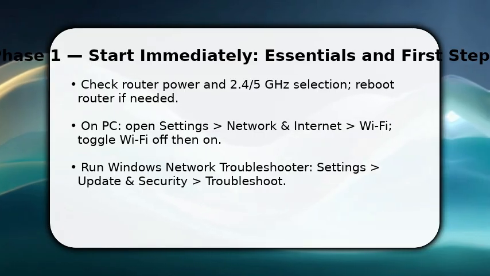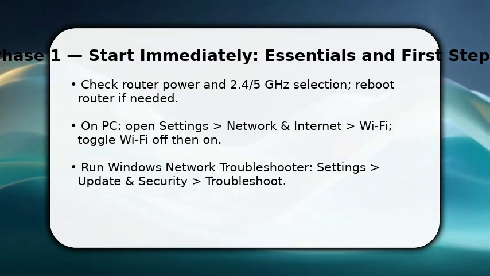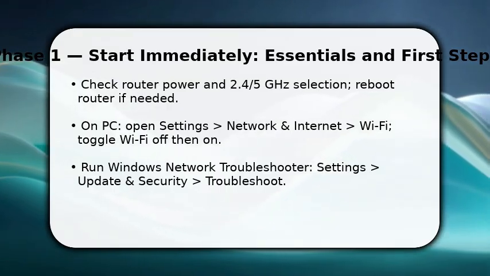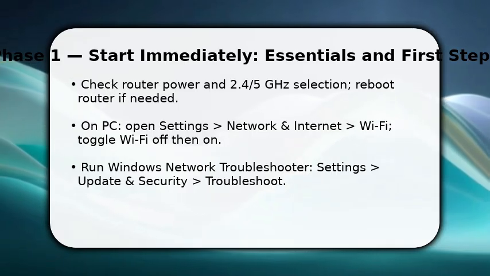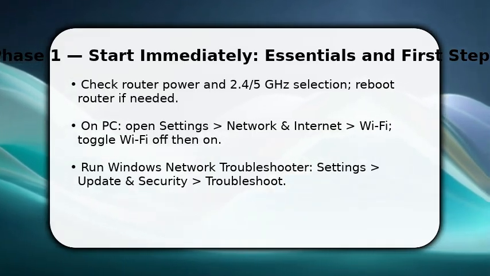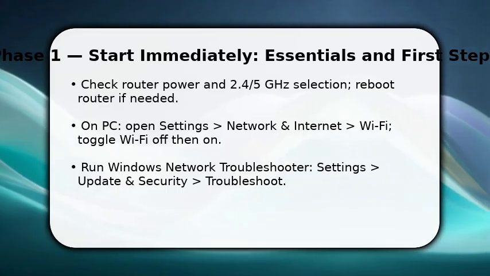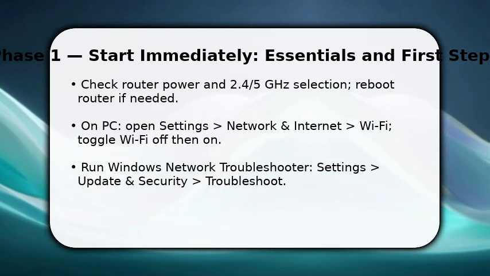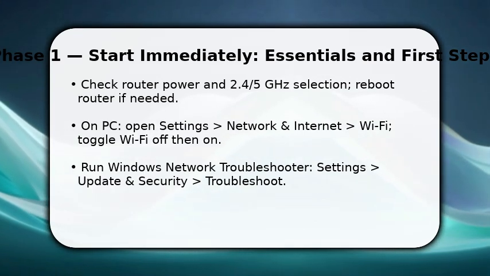On your Windows 10 PC, open Settings, go to Network and Internet, and toggle Wi-Fi off then on to reset the adapter state. Once done, run the built-in Network Troubleshooter under Update and Security, Troubleshoot. It automatically checks drivers, IP assignment, and common service issues, and reports fixes you can accept.